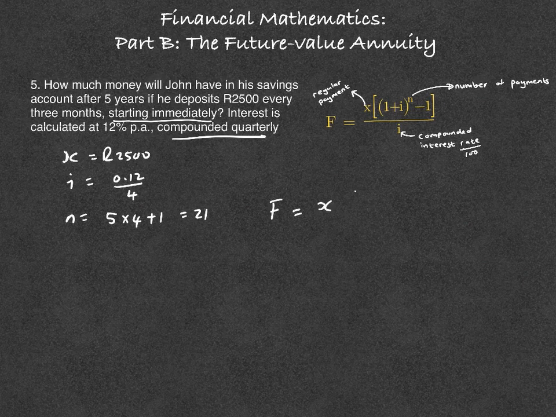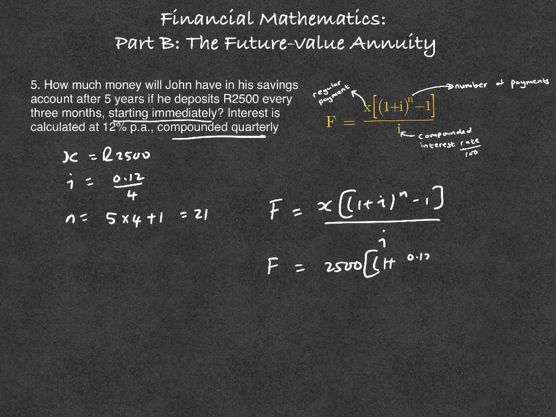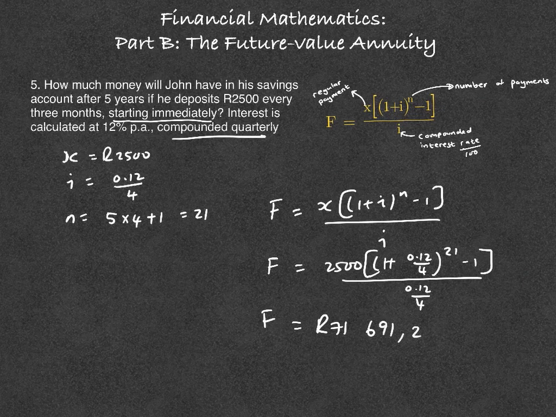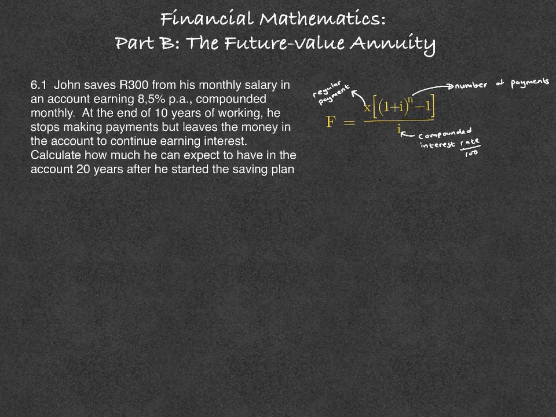So F is equal to X, (1 plus I) to the power of n, minus 1, over I, and what we've got is F is equal to £2,500, (1 plus 0.12 divided by 4) to the power of 21, minus 1, over 0.12 divided by 4. You type that all in your calculator, and you're going to get 691 rand and 21 cents. Good. Hopefully you got that. If you got it, give me a high five. Yeah. Okay, let's look at question 6.1.